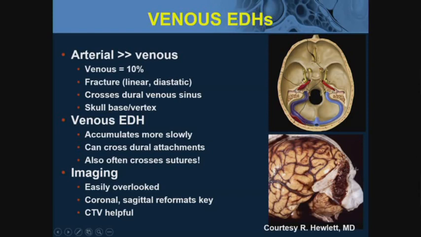Here's the dura partly lifted up. Here is an epidural hematoma. This is the site of attachment to the temporal bone, and you see the dura here, and here's the epidural hematoma crossing the site of dural attachment. This is a venous epidural hematoma, and it can also commonly cross sutures.